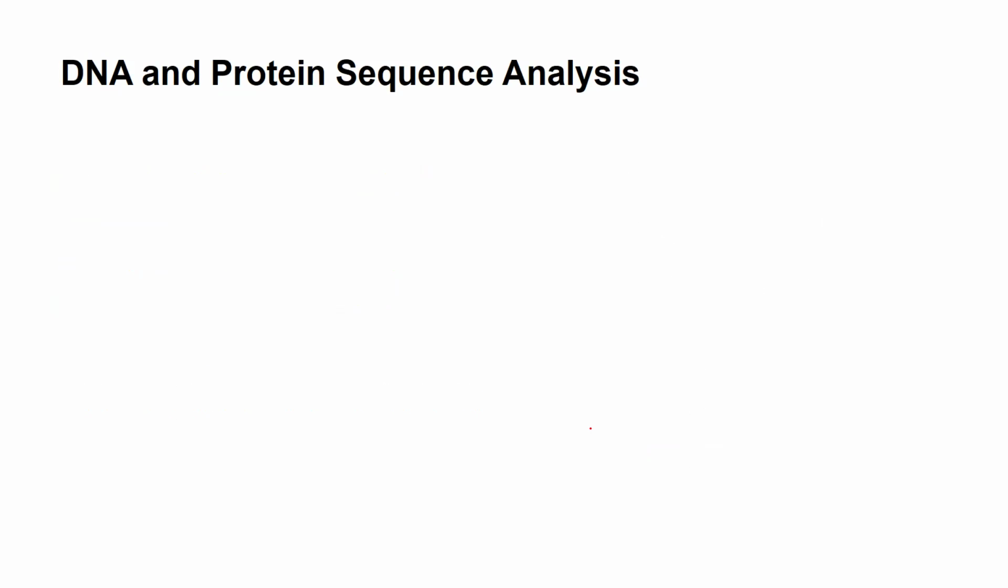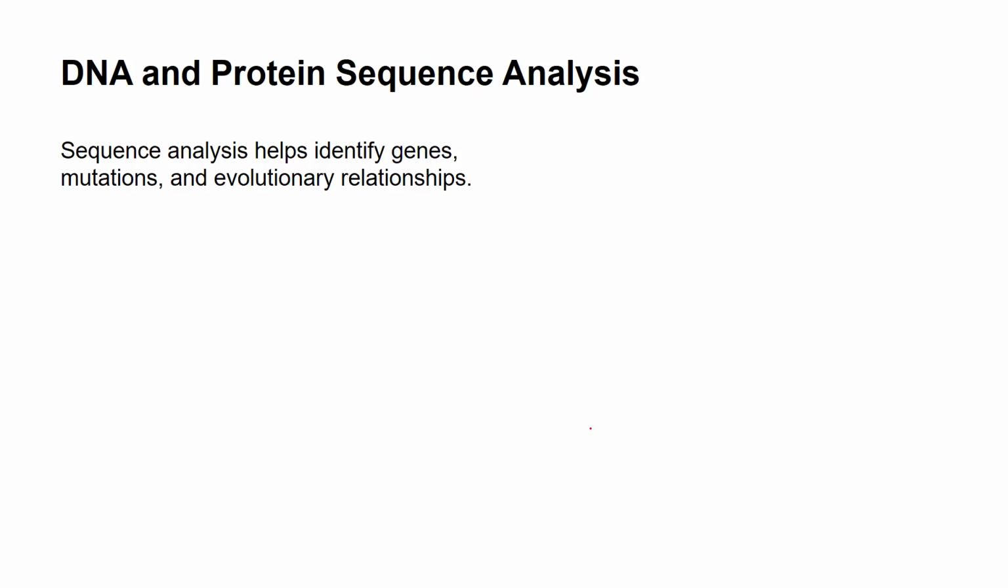So, DNA and protein sequence analysis. Sequence analysis of both the DNA and protein is very important in identifying genes, mutation, and evolutionary relationships. In the area of bioinformatics, we have an area that is associated with what we call sequence analysis. That is one of the things that we do in bioinformatics.